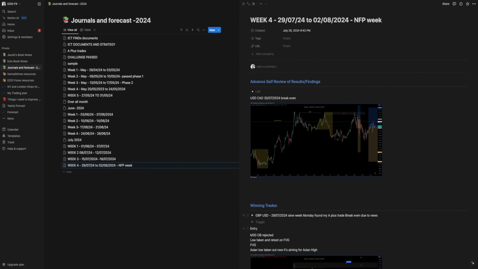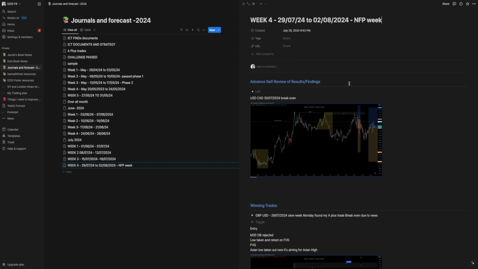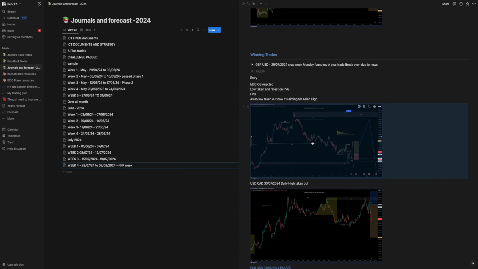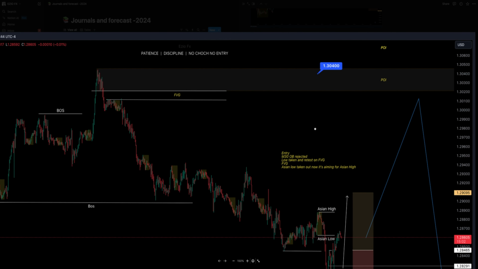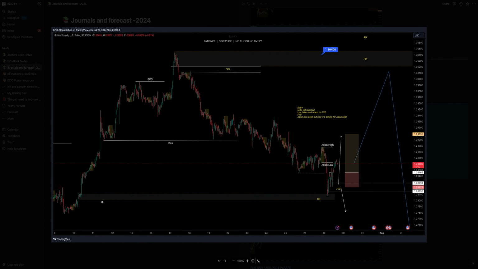Alright, we was looking at the EURUSD pair. That was a similar sort of pair I did, which these are some of my winning trades. See, the low taken out, and then there's another high taken out, and that was rejected on this fair value gap. And this is the trade I did take. This was a break even, but it is a sort of entry that I am looking at. OB, rejection, highs, lows taken out.